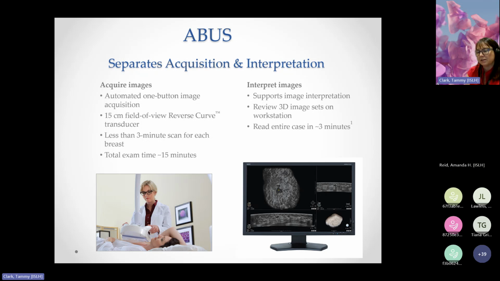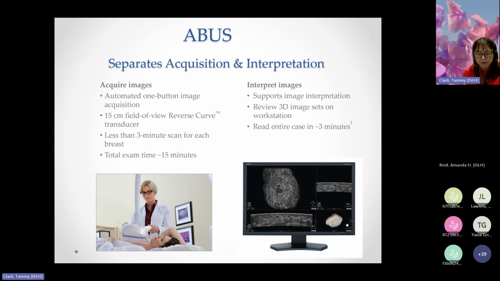And then those images are sent to be interpreted later. So the workstation you see is how the radiologists see it. They see it in a coronal view, and that's how they do most of their reading, scrolling through on the coronal view. It acquires 3 sweeps of each breast, so there's 6 sweeps altogether that need to be evaluated.